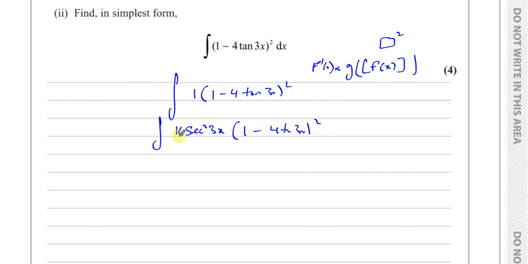Okay, if it's of this form, then I can use the reverse of the chain rule. Why? Because outside the function is the differential of what's inside it. Inside the main function here is something squared. Inside it is 1 minus 4 tan 3x.